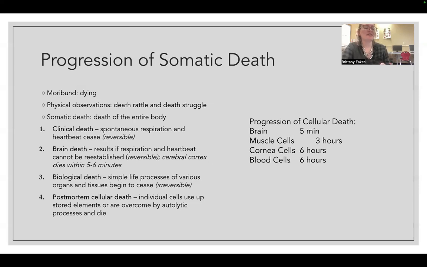Biological death refers to the period in the process where simple life processes of the various organs and tissues of the body begin to cease. When biological death occurs, respiration and circulation cannot be restored. At some point, individual cells will use up all those stored elements or will be overcome by autolytic processes and die. This is postmortem cellular death. The progression of cellular death can continue for a number of hours after somatic death, so there can be a delay in the breakdown of these cells depending on the stores of energy in that body.